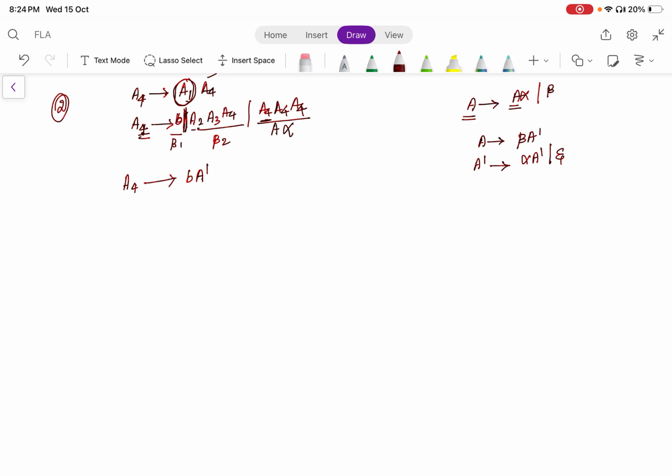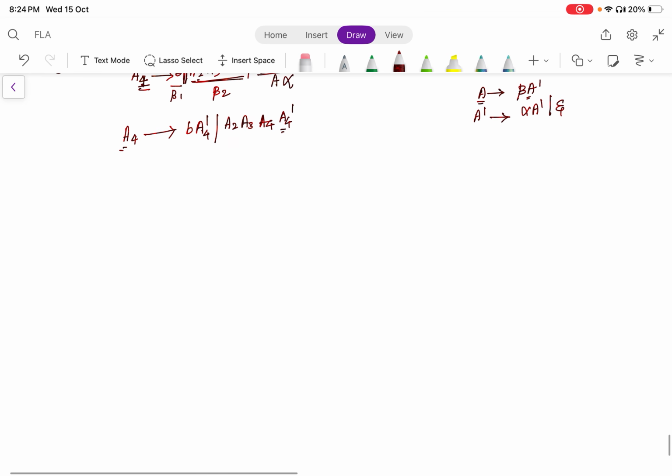We are yet to know that. Or second beta 2, beta A dash. A2, A3, A4, okay, A4 dash. Sorry, A4 dash. Here we have A, that's why we wrote A dash. Here we have A4, so we are writing A4 dash. You can write anything also. It doesn't have to be A4 dash. It can be B dash. Okay, it can be C dash or anything.